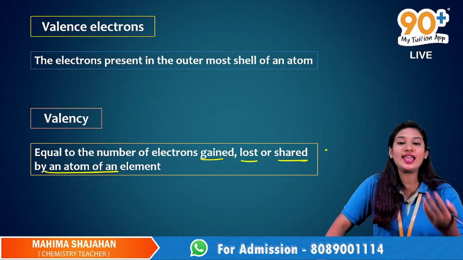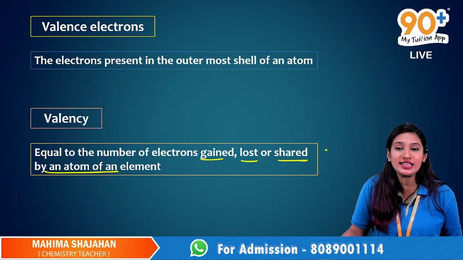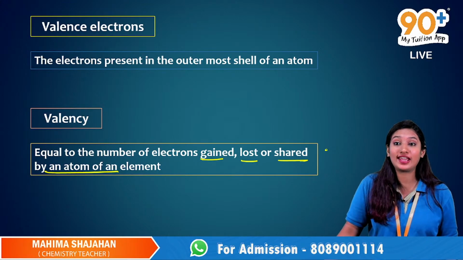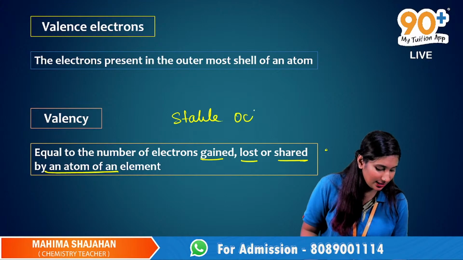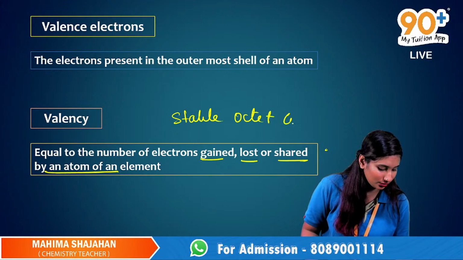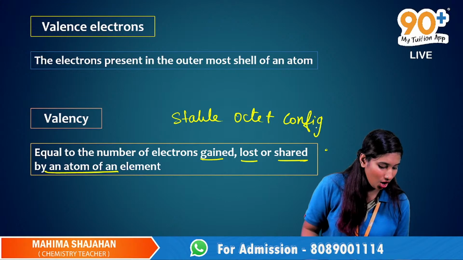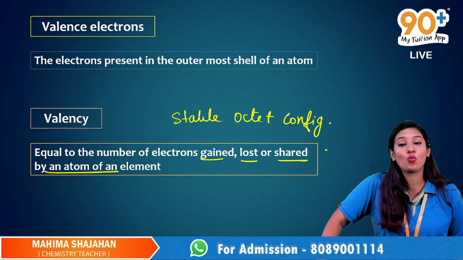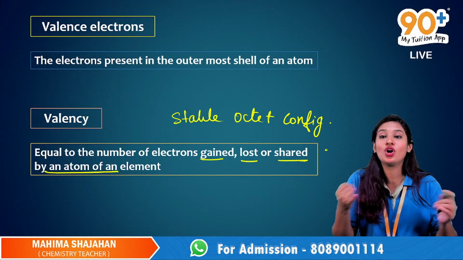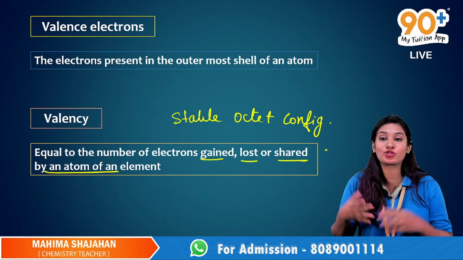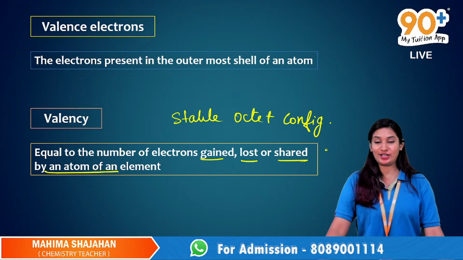Why are they gaining or losing or sharing these electrons? In order to get a stable octet configuration. What will these atoms do? They will either lose some electrons, or gain some electrons, or share some electrons.